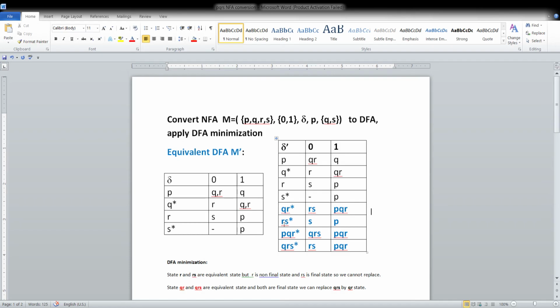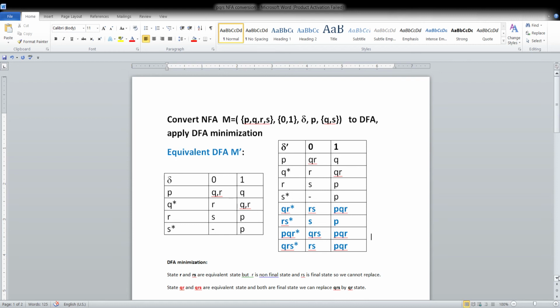So as you can see, RS, we are finding the transition on RS. It gives the states S and P, which are already there. When we find the transition on PQR, you will get the next states as QRS and PQR. So PQR is already considered. So again, we are getting one new state, which is QRS. So here we are finding the transition on QRS, which is RS and PQR.